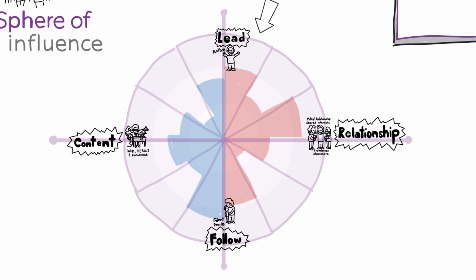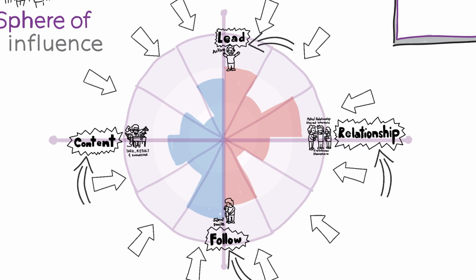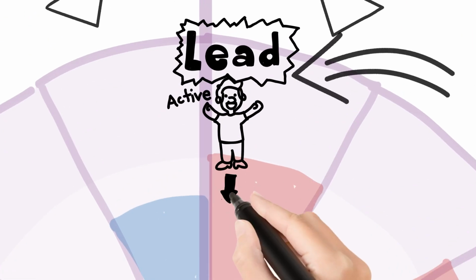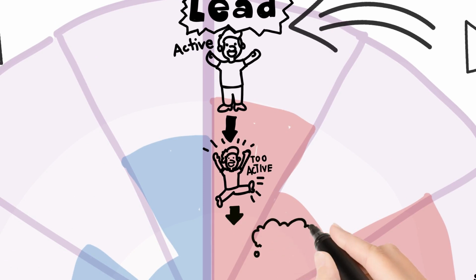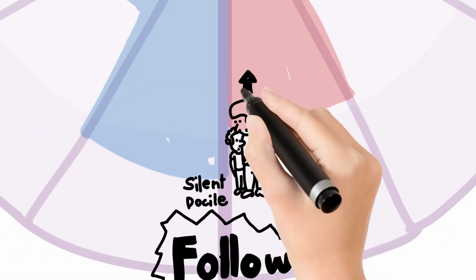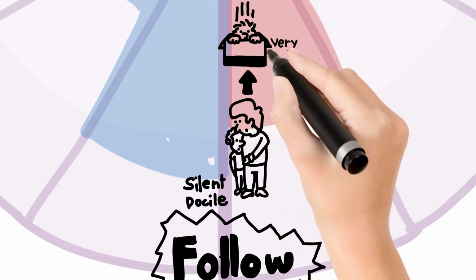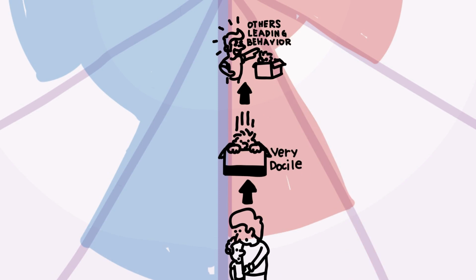Now, before I explain the 12 influencing styles that make up the sphere of influence, I would like to tell you about the laws that apply to the two axes, lead and follow, and relationship and content. What happens when someone displays a lot of leading behavior? This leads to a situation where compliant or following behavior is encouraged. The reverse is also true. The moment that you show that you are very docile, you invite others to display leading behavior.